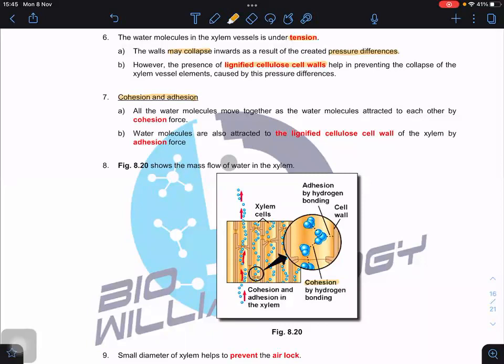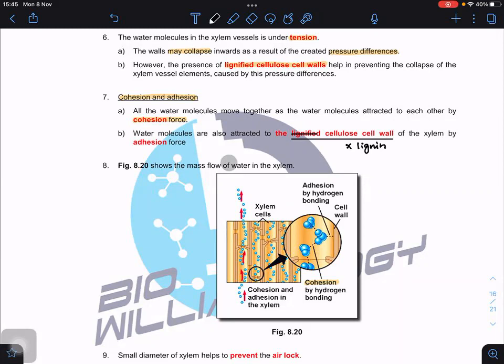Now all the water molecules move together as they are attracted to each other by the cohesion force, and water molecules are also attracted to the lignified cellulose cell wall. You do not need to say lignified; you can just say cellulose cell wall, and that is correct.